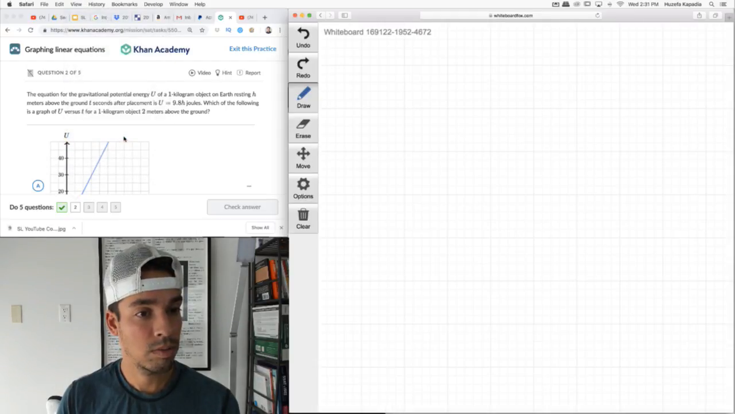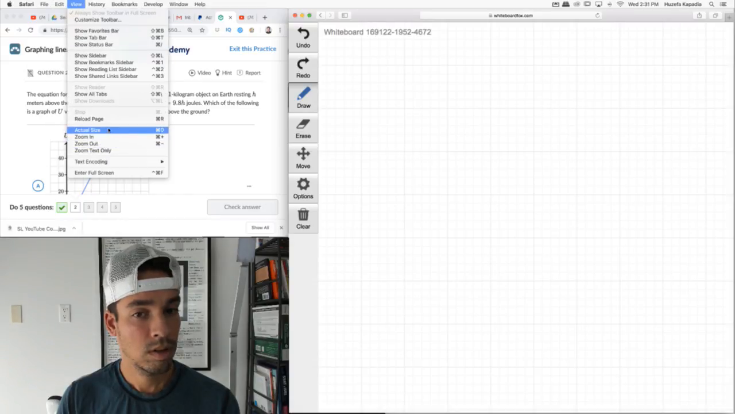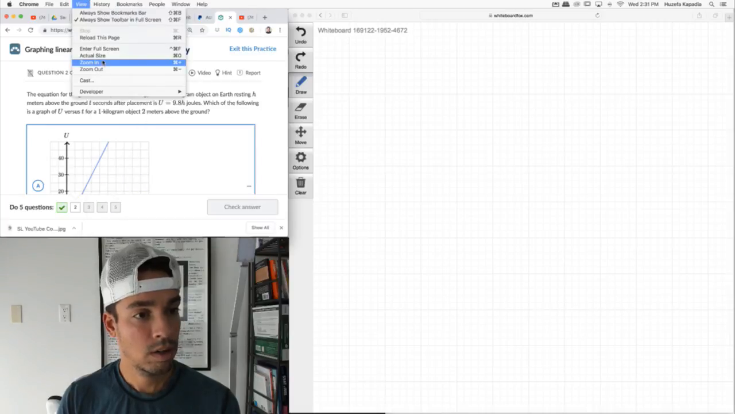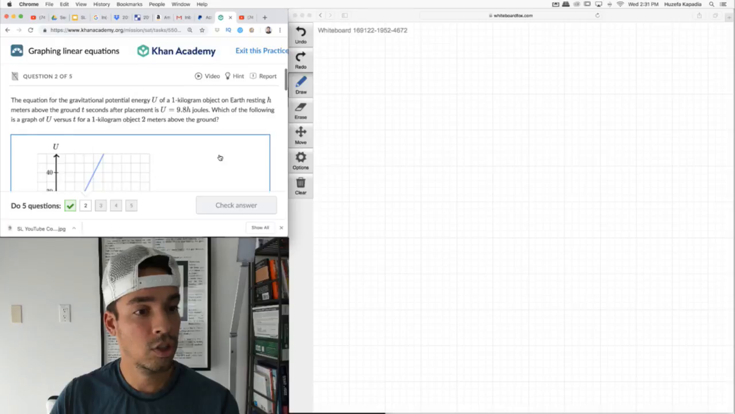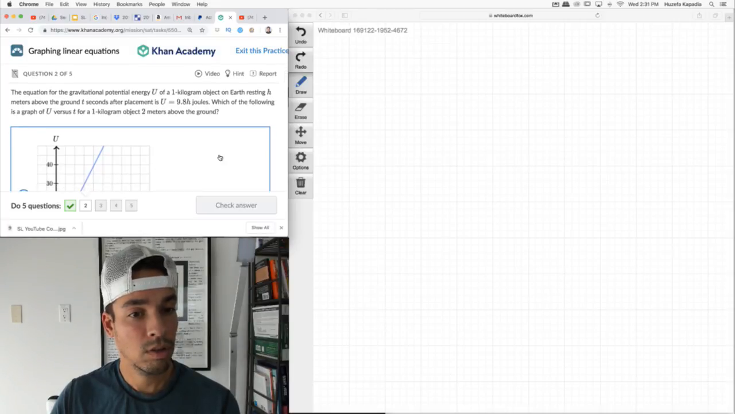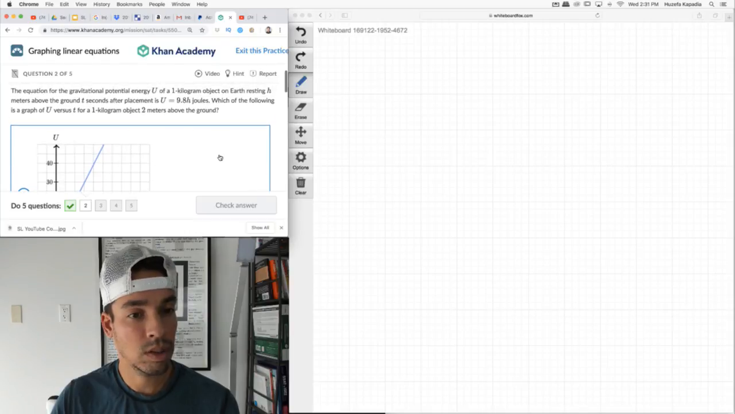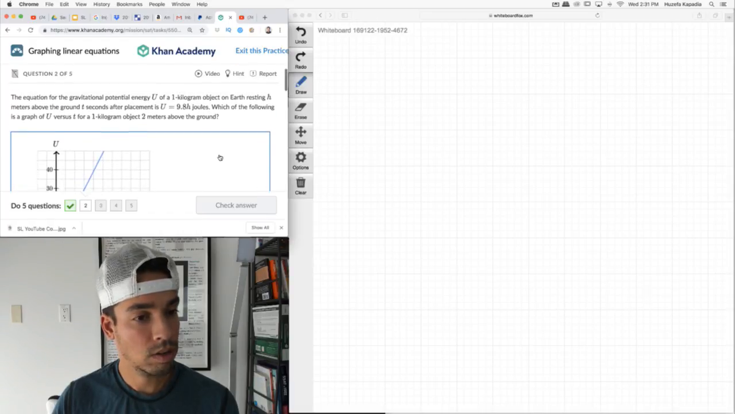Hold on, let me zoom in a little bit, because I think that was better for people. There we go. The equation for the gravitational potential energy of a 1 kilogram object on Earth resting h meters above the ground is U equals 9.8h. Which of the following is a graph of U versus t for a 1 kilogram object 2 meters above the ground?